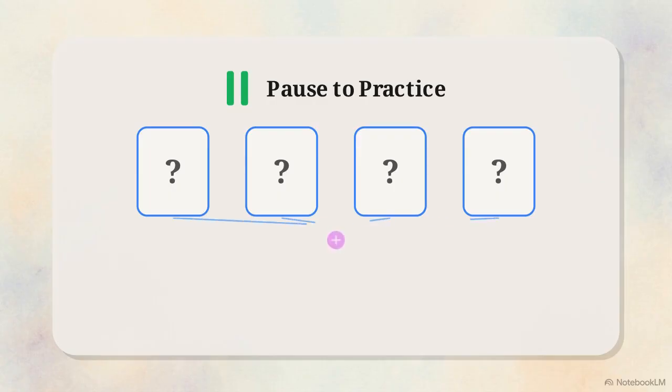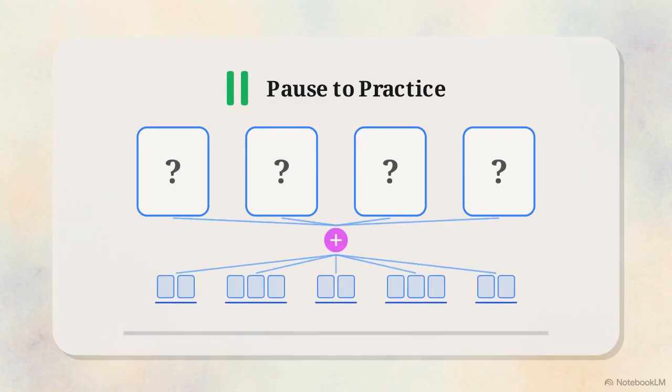Pause the video now and write down 4 high-yield letters in your language that can be combined to form the highest number of simple words.